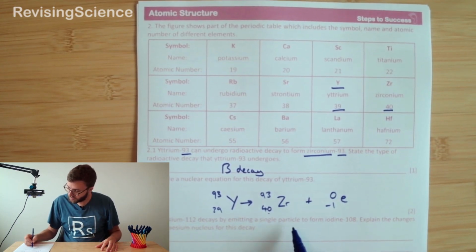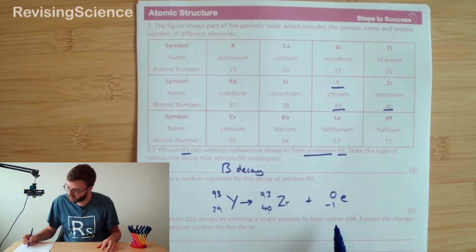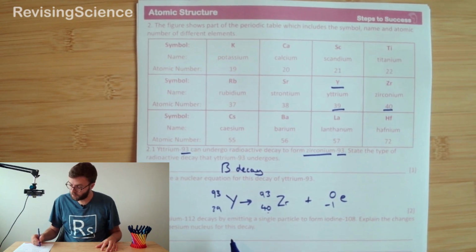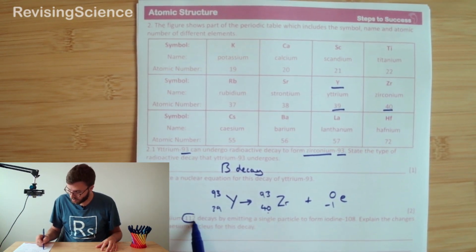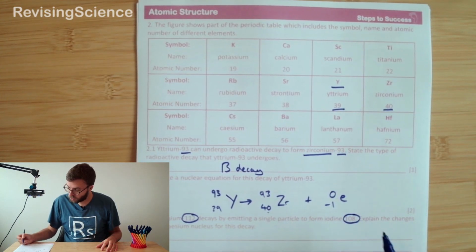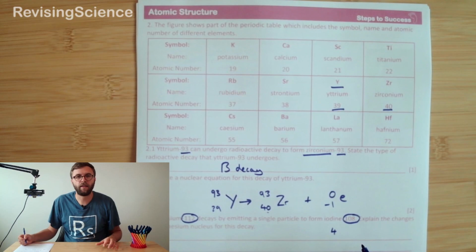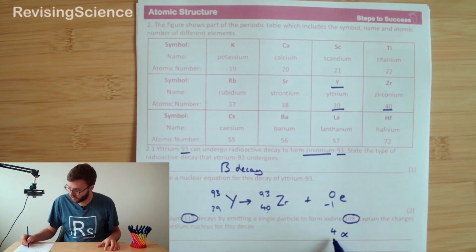Cesium-112 decays by emitting a single particle to form iodine-108. Explain the changes in the cesium nucleus for this decay. The important thing to notice here is that the mass goes from 112 to 108. So the mass is changing by 4. This tells us that it must be alpha decay. It must be releasing a helium nuclei.